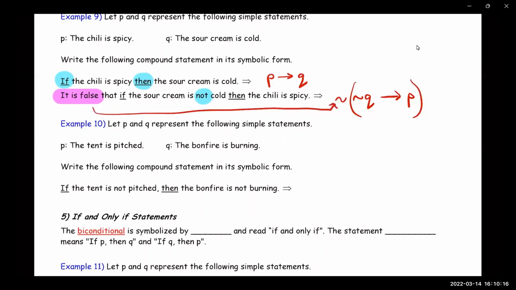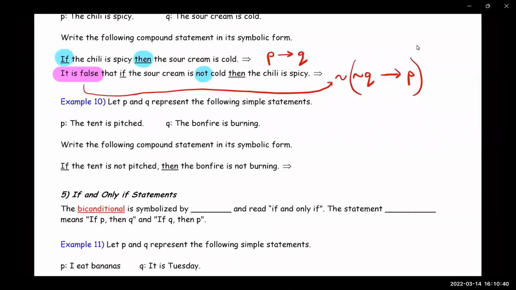Got it. So basically you would work the statement first and then go back and put the false part. Yeah, exactly. So whenever you see a sentence that starts with it is false, just ignore it in the beginning and write out the statement first. Then at the end, you put everything in parentheses and negate. All right. Let's look at the next example.